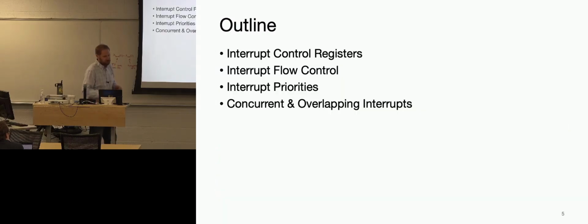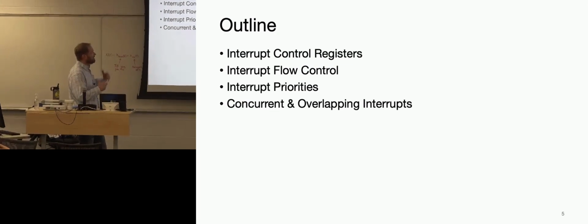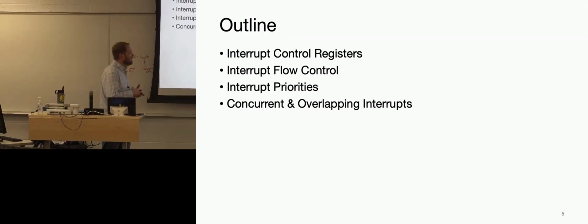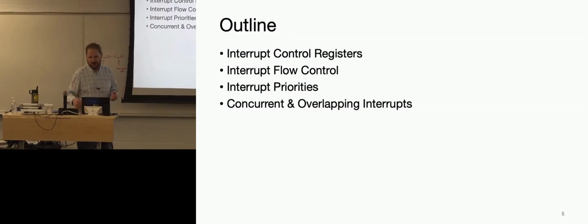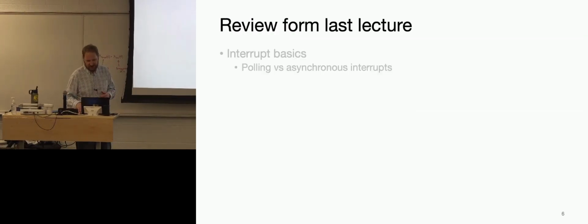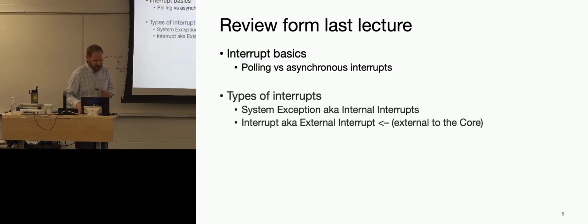Okay. So last time we were talking about interrupts and control registers. We'll do a little bit of review of this and interrupt flow control, and then today we're going to talk about interrupt priorities and how to deal with concurrent and overlapping priorities. A little review from last lecture: interrupts are a method to asynchronously change program execution on the microcontroller.